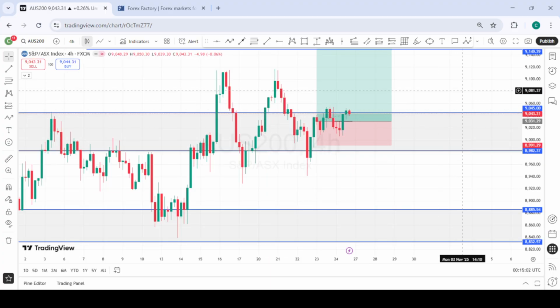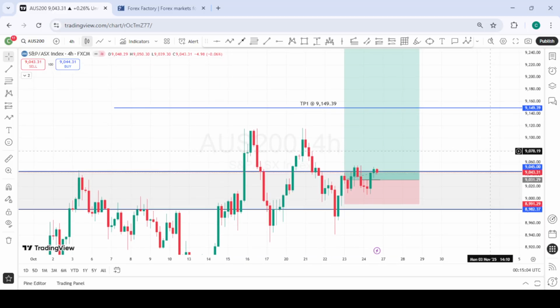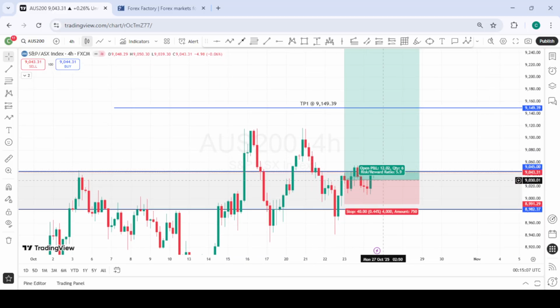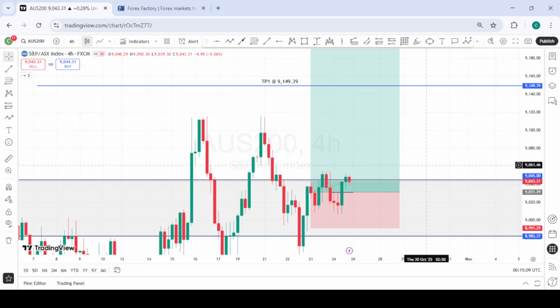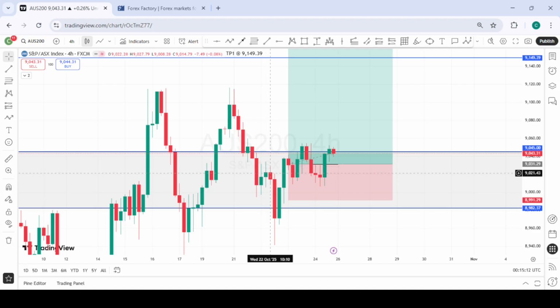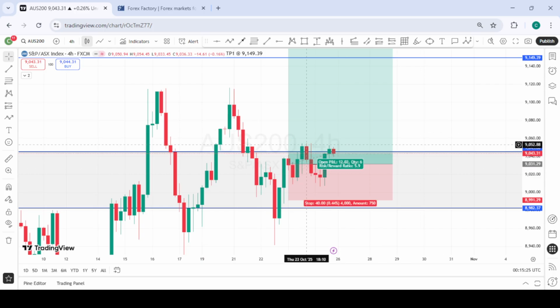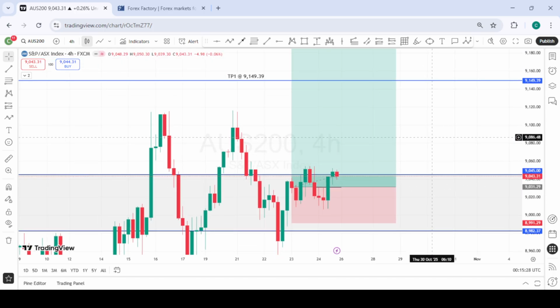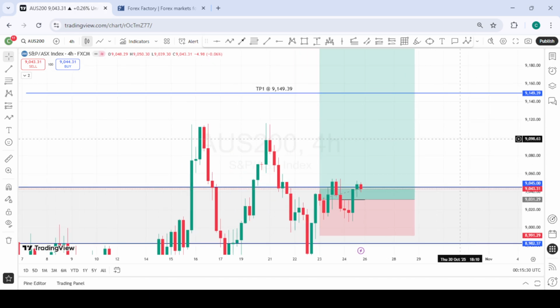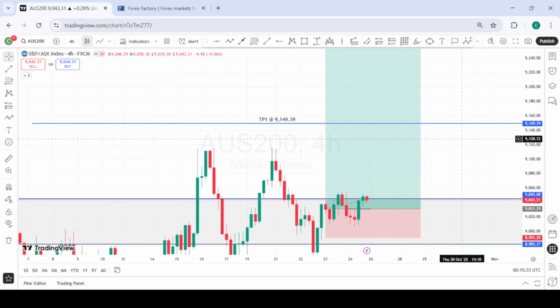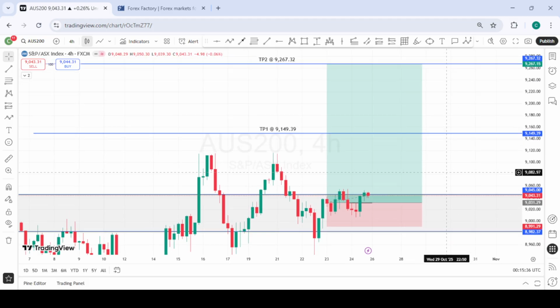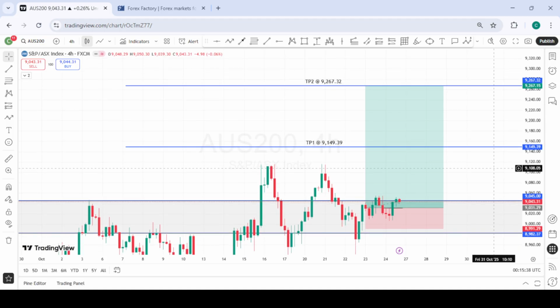We have here this setup on Australia 200, where we were expecting price to react from this area of interest. We also saw this 4 hour structural shift here. Price shifted bullish here, and then we got a pullback, and we got this bullish confirmation, or this 4 hour bullish confirmation. So we actually took the trade around here, and then price went into profit a little bit, and then came back into drawdown, and right after CPI, the trade went back into profit.